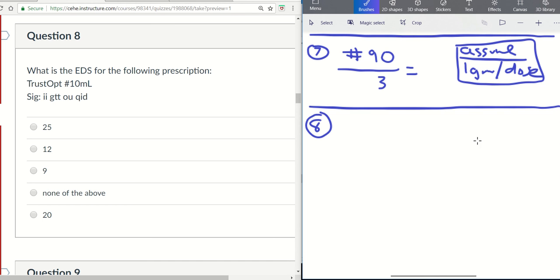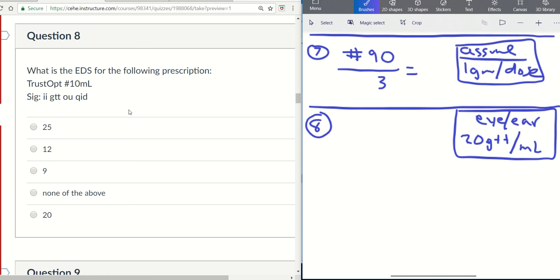Number 8, eye drops and ear drops. So not to be mistaken with microdrip tubing, we're gonna estimate that for eye drops and ear drops, you get 20 drops per ml. So first thing we gotta do is convert the 10 mLs into drops. So if I have 10 mLs, how many drops is that? 20 drops per ml. Yeah, 200 drops. Now we'll divide by how many drops they use in a day.